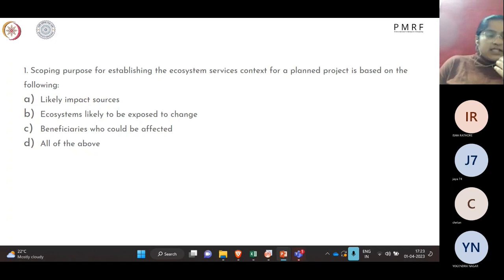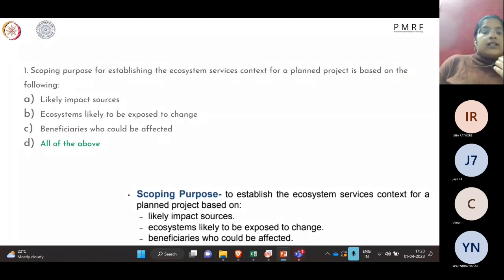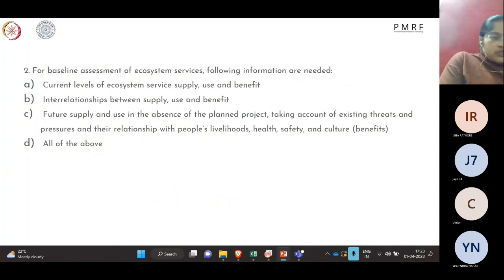Okay, so we have an answer D. So D is the correct answer. That is when we do a scoping to establish the ecosystem services context, we do an assessment of the likely impact sources, the ecosystems which are likely to be affected, and the beneficiaries who could be affected because of these changes. Okay, so moving on to question 2.